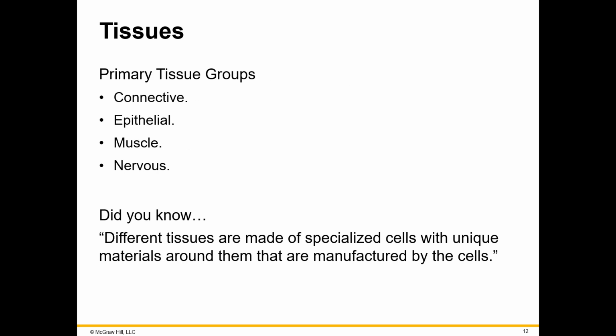Next, we're going to talk about tissues. There are 4 primary tissue groups within the body. Connective tissue binds, supports, protects, fills spaces, and stores fat. Some examples of connective tissue could be bone, blood, cartilage, and fat. Epithelial tissue protects, secretes, absorbs, and excretes. An example of epithelial tissue would be the skin and the lining of internal organs and glands.